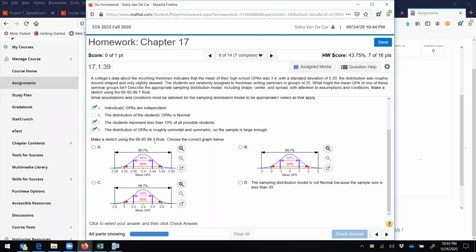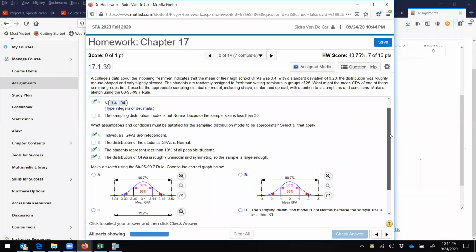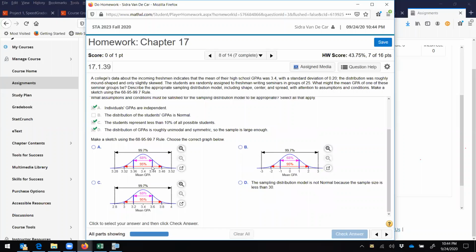Make a sketch. All right, we're centered at 3.4, so we can rule out right here. Our standard deviation was 0.04. So 3.44, 3.48, and 3.52. So A.